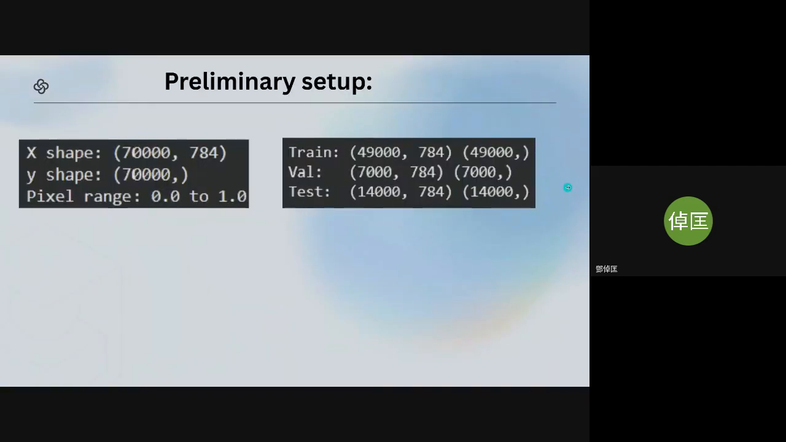So I start with the preliminary setup. Essentially, I looked at the data, about 70,000 pictures, I think. And then we normalized them, so the pixel range was from 0 to 1 by dividing by 255. And then we split them up into the training set, the validation set, and the test set. Next slide, please.